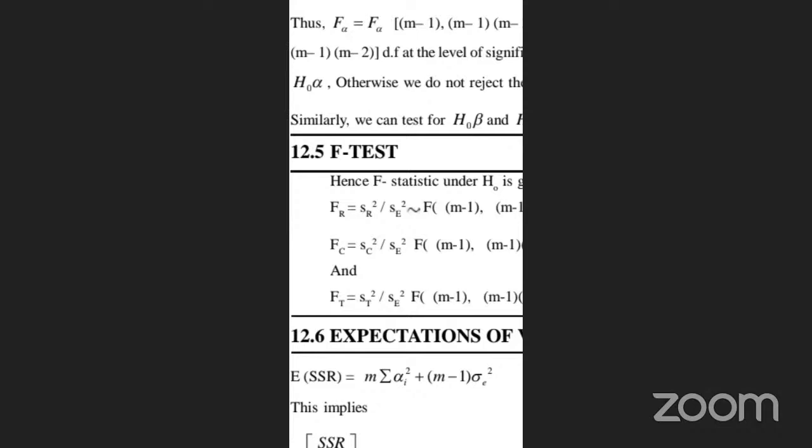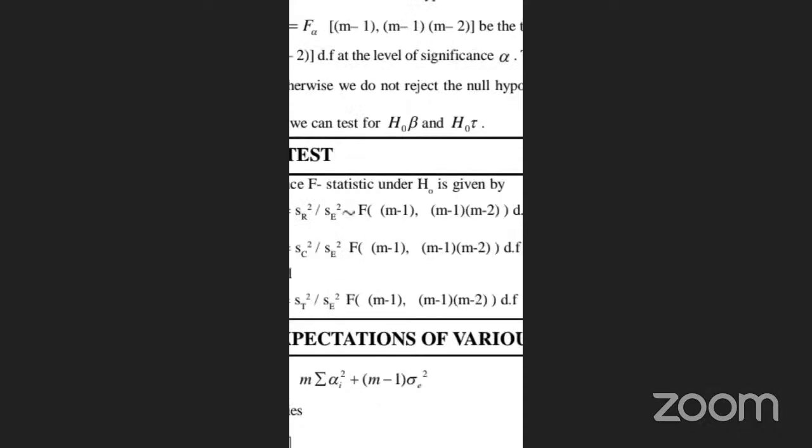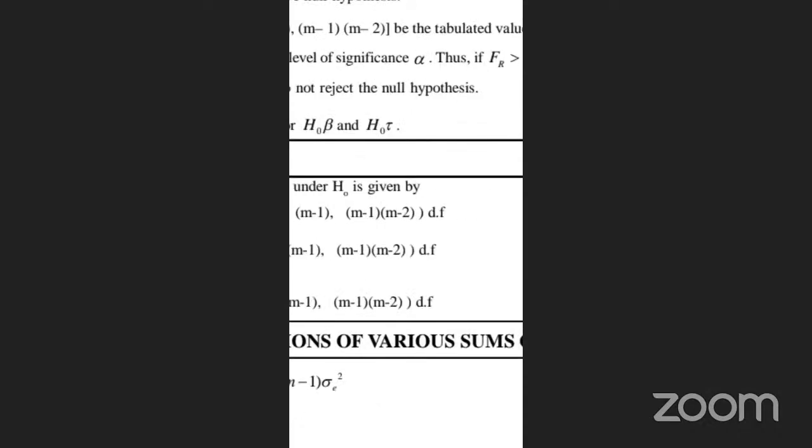Hence, the F statistics under H naught are given as follows. F test in the LSD, Latin square design: FR is SR square by SE square, which is F of m minus 1, m minus 1, m minus 2 degrees of freedom. FC is SC square by SE square, which is F of m minus 1, m minus 1, m minus 2. And FT is ST square by SE square, F of m minus 1, m minus 1 and m minus 2, the same degrees of freedom. This is what we are writing here.